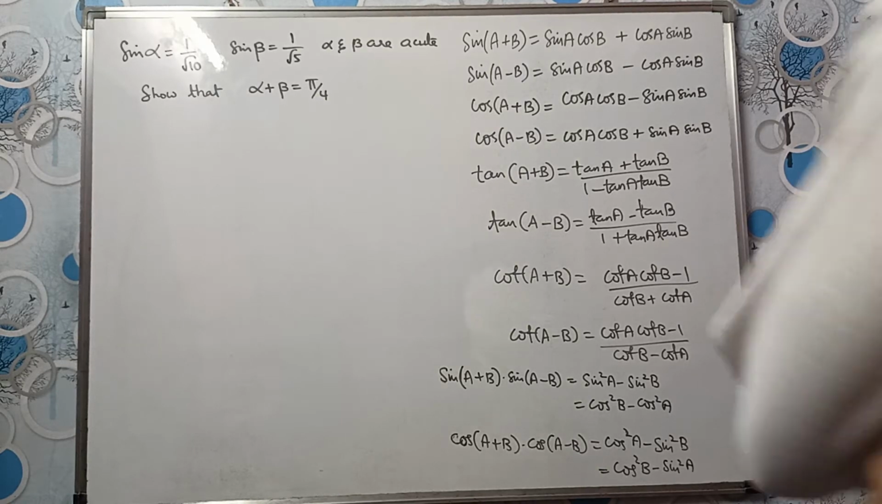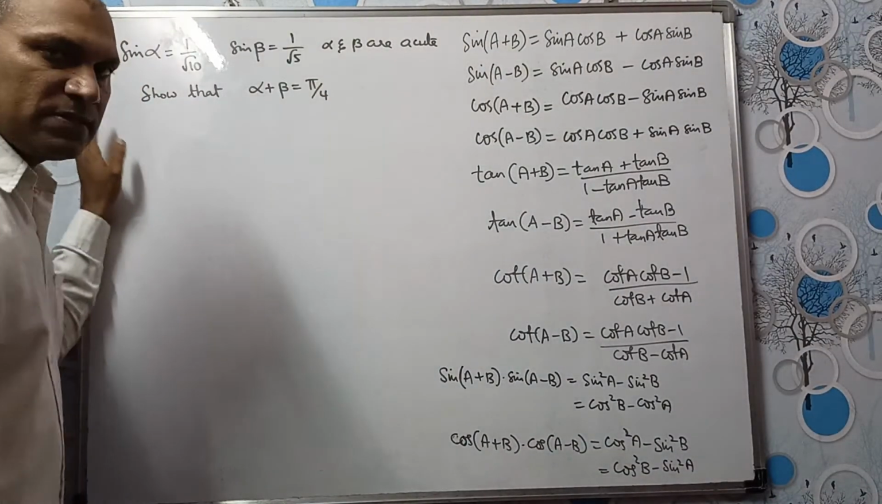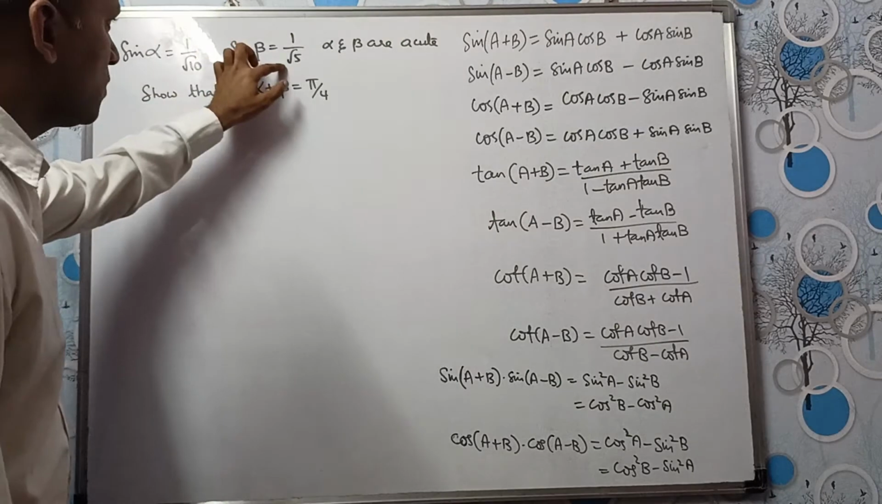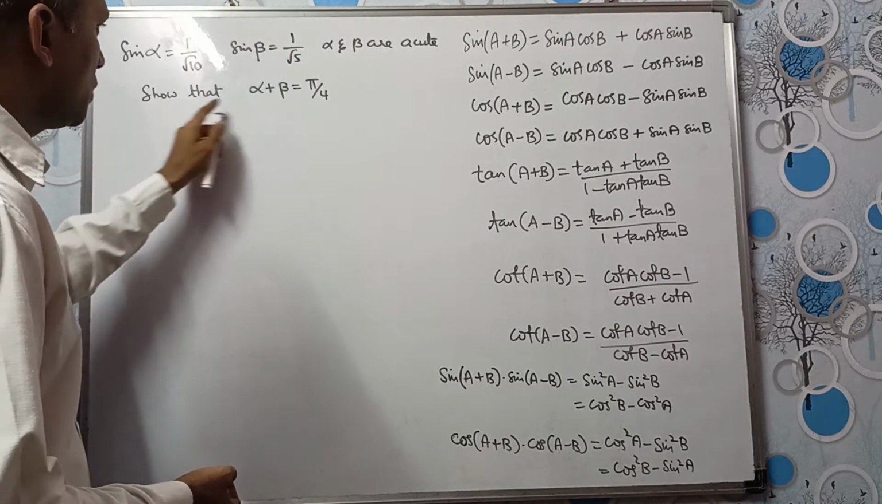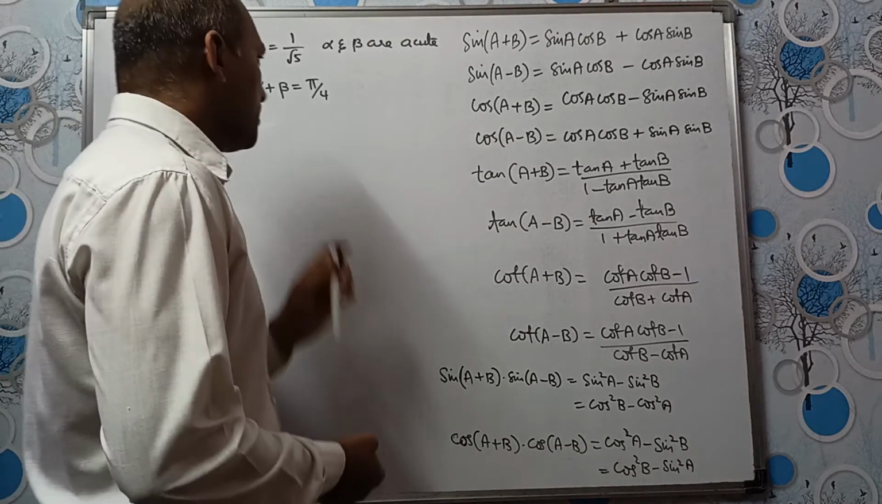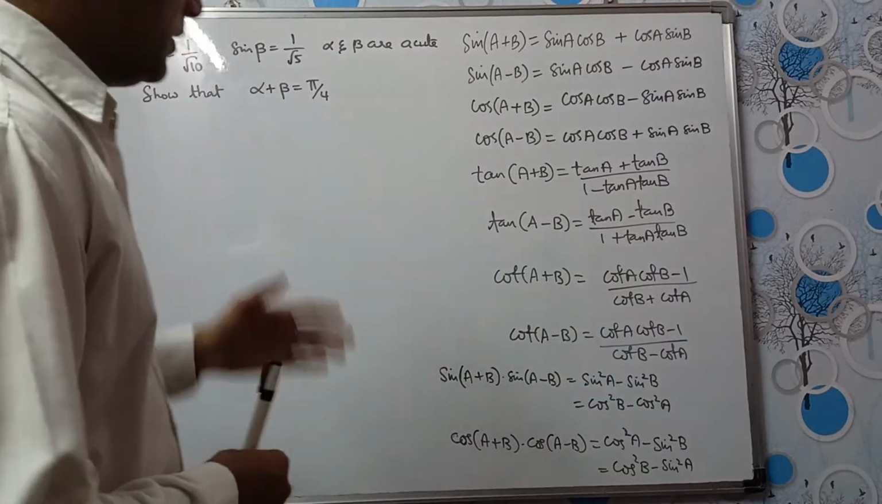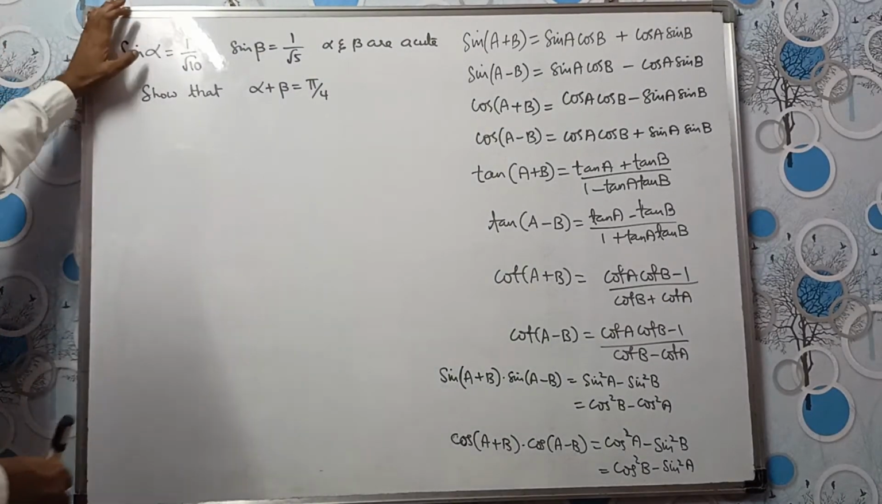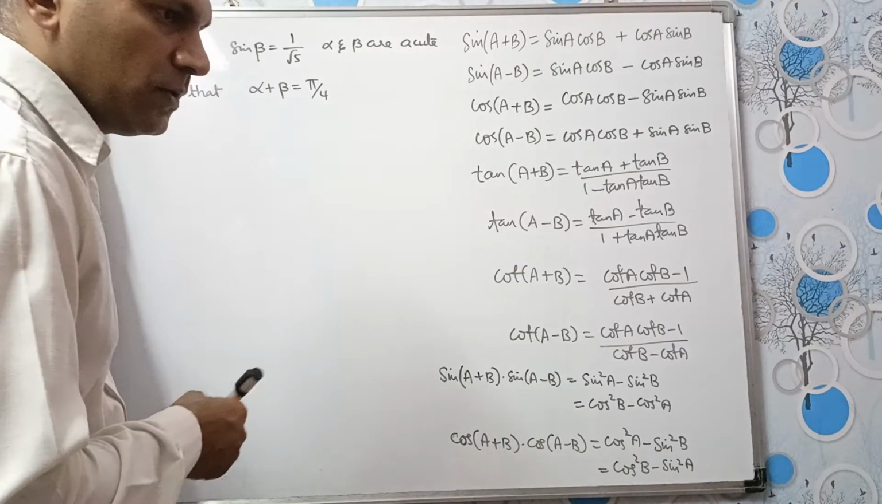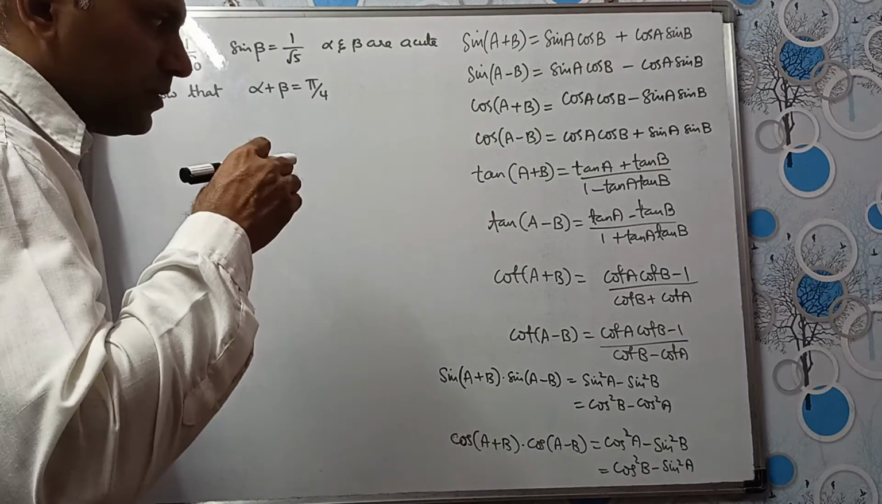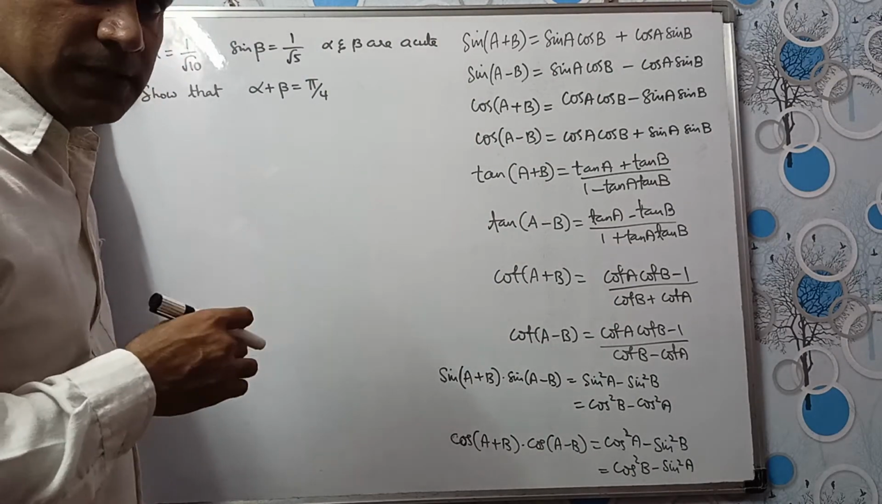Okay. Let us solve this problem now. Sin alpha is 1 by root 2. Sin beta is 1 by root 5 given, and alpha beta are acute angles, and we should show that alpha plus beta is pi by 4. There are many methods of solving this problem. In fact, any trigonometry problem can be solved in many methods. Okay, whichever is easy for you, you do that method.